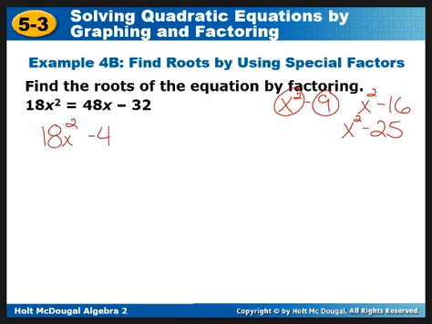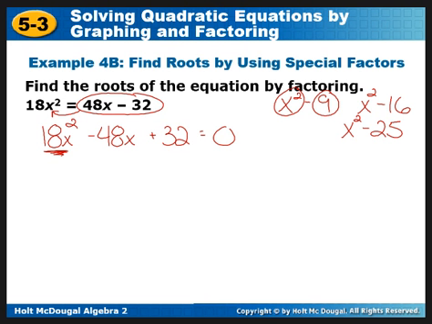Now what I'm going to do is I have to take and move these two terms over to this side. Now the reason I move those two over as opposed to subtracting the 18x squared is because I really don't like this first term here to be negative. It's much easier if it's positive.